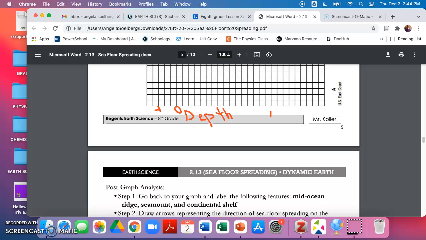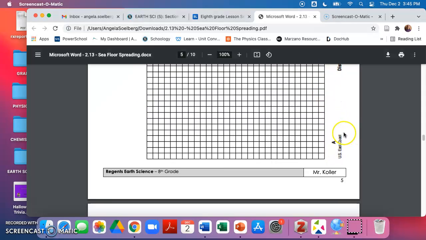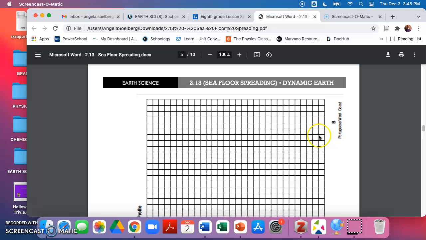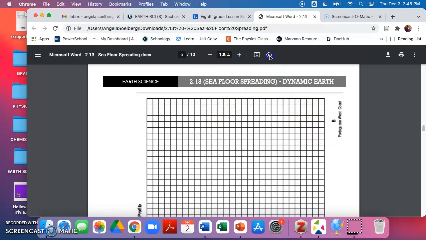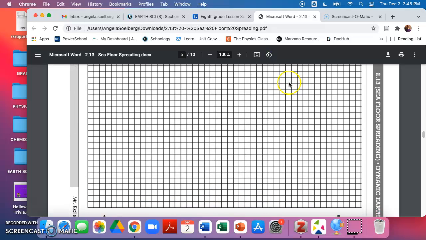Okay. On the bottom, on this bottom part, this is distance from the U.S. coast. So you're on the east coast of the U.S. here, and you're going towards the Portuguese west coast on this side. Okay, and I'll flip this so I can show you what you're going to see on your graph.